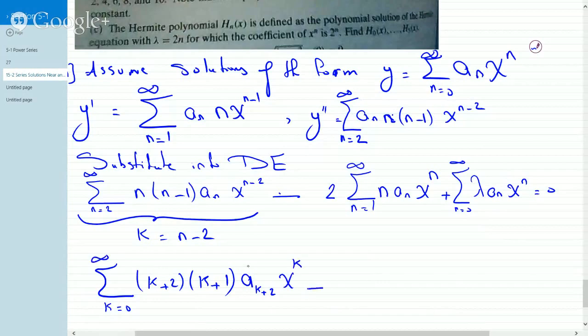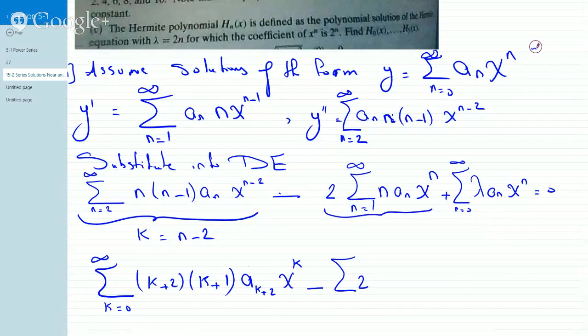minus 2. Now, here I will actually do no replacement here. So everything will remain as is. So this is 2n a of n x to the n, because this already has x to the n. Or I'll just replace n with k. How's that? Just to make everything the same index. So a k, and let's call this x to the k. And this starts from k equals 1 to infinity.